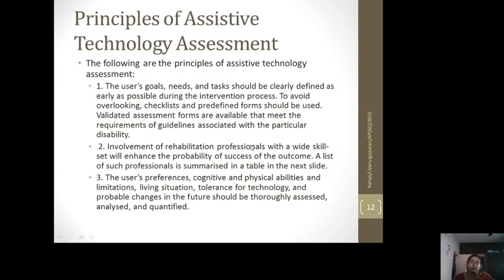Now, the third one is the user's preferences, cognitive and physical abilities and limitations, living situation, tolerance for technology, and probable changes in the future should be thoroughly assessed, analyzed, and quantified. Now, many people do not like change in technology. Many people are very comfortable with landline telephones. They don't like using mobile phones. And even if they use mobile phones, they are attuned to the older versions of mobile phone. So the new smartphones is something that they find very complicated to use.